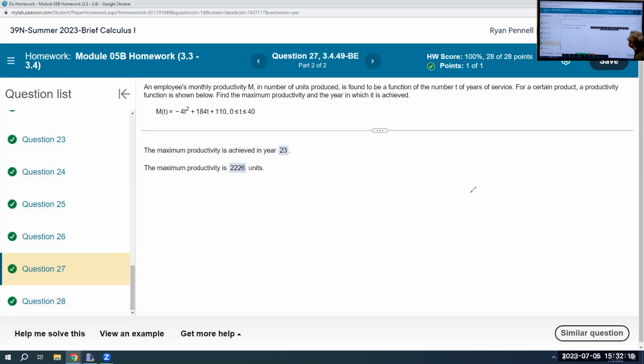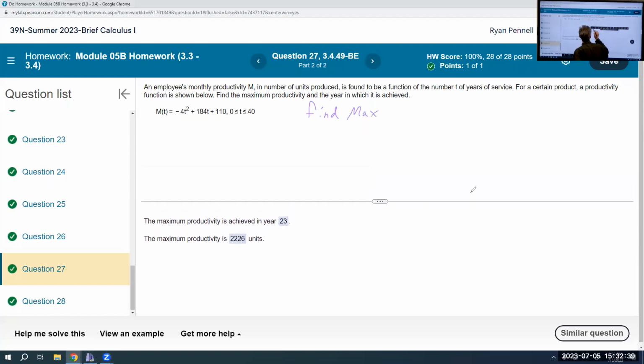An employee's monthly production M, in number of units produced, is found to be a function of the number t of years of service. For a certain product, the productivity function is shown below. Find the maximum productivity and the year in which it was achieved. So if you want to find a max, I would take the derivative and set it equal to 0. Seems like a good place to start.